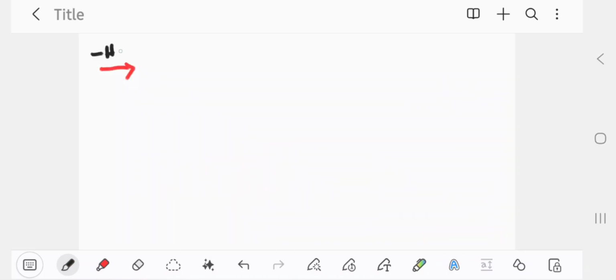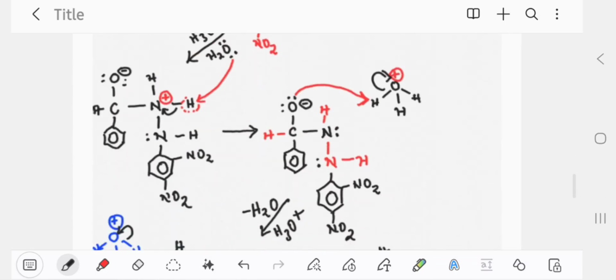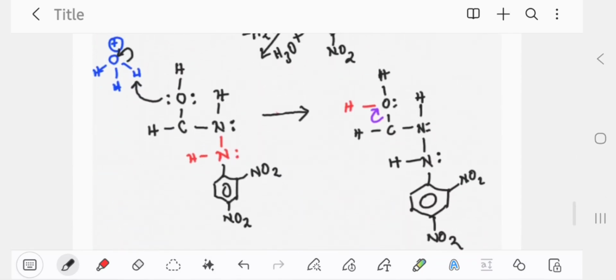Minus water, right? So we now have carbon that is positively charged. Remember, closely look at the one you've been following. There's hydrogen here, then there's nitrogen, nitrogen with all of this, right? So we have that. I'm going to write that here.